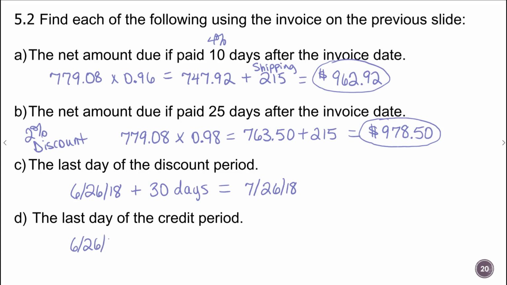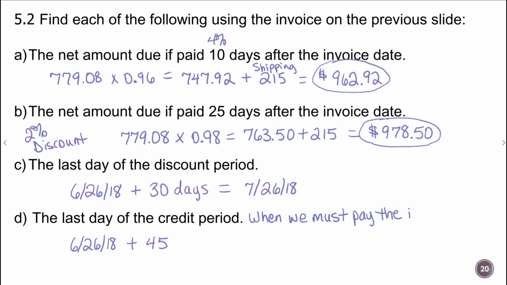How about 18 instead of 8? Yes. Add 45 days. Remember, it was net in 45 days, so when we pay the invoice, when we must pay the invoice, right? That is the end of our credit. So we don't have credit after that.